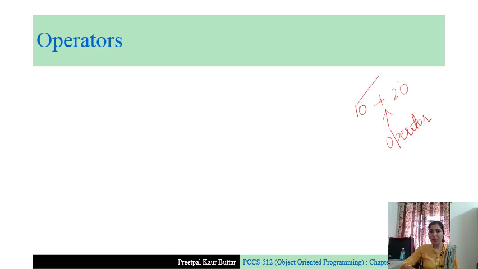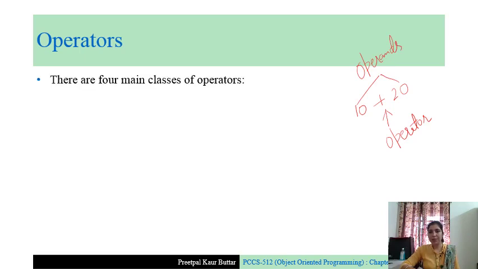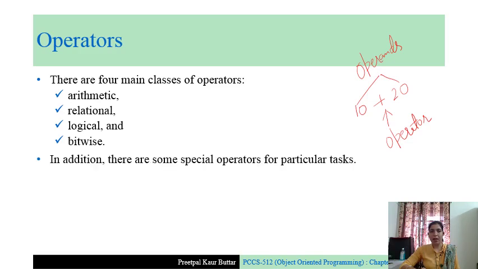And these two values 10 and 20 are called operands. Operands are the values on which the operation is applied. There are four main classes of operators: arithmetic operators, relational operators, logical and bitwise operators. We will discuss all these operators one by one. In addition to these four classes, there are also some other special operators for specific tasks.